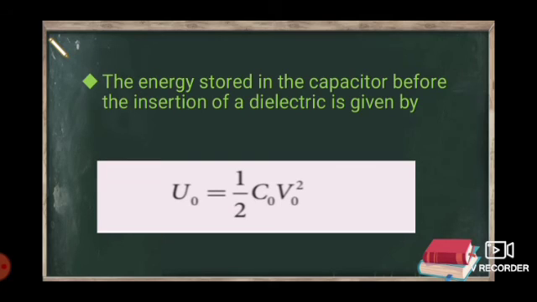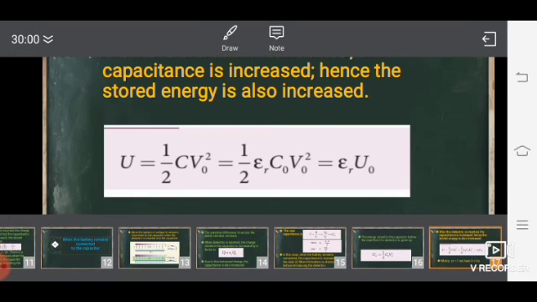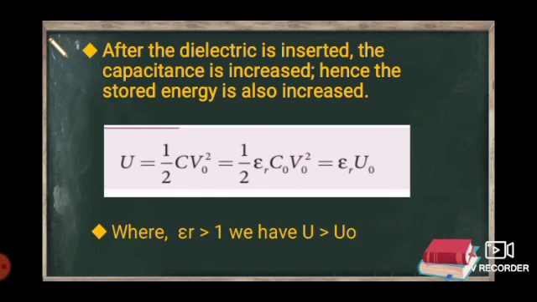The energy stored in the capacitor before inserting the dielectric medium is calculated by the formula U naught is equal to 1 divided by 2 C naught V naught square. It is a general formula. After the dielectric is inserted, the potential energy is calculated by the formula U is equal to 1 divided by 2 C V naught square. What is the value of C? C is epsilon r into C naught. Substituting it in this equation, it changes to 1 divided by 2 epsilon r C naught V naught square.